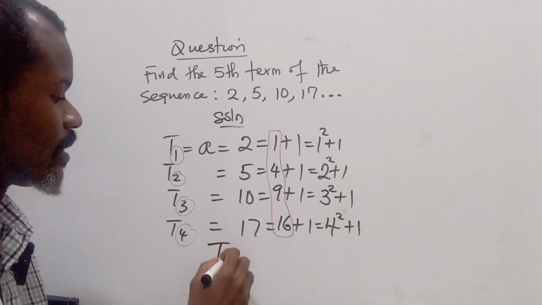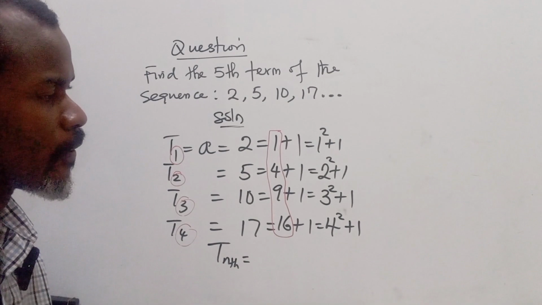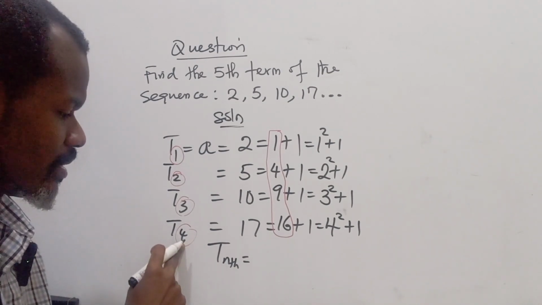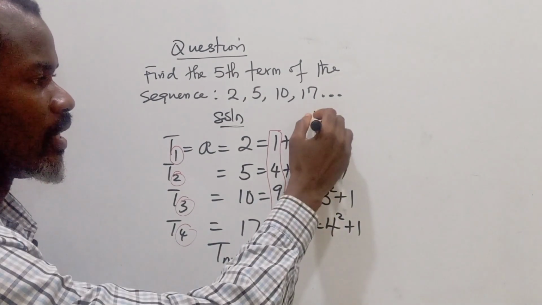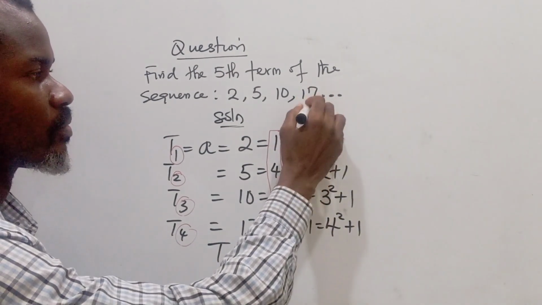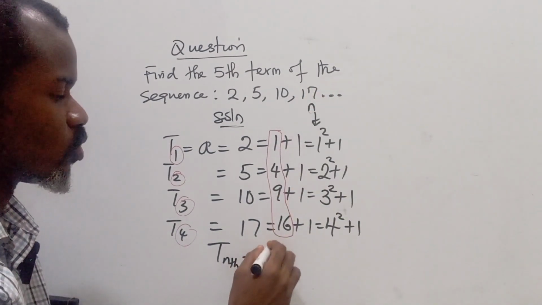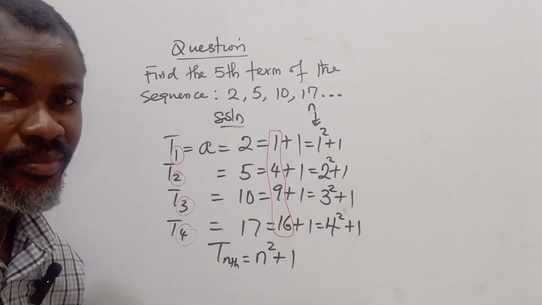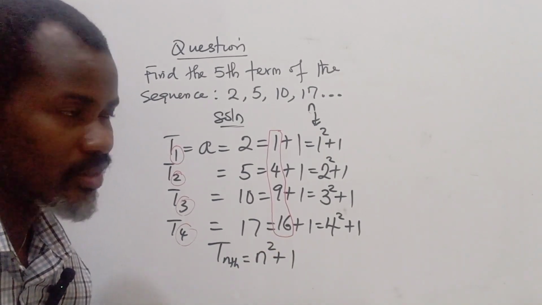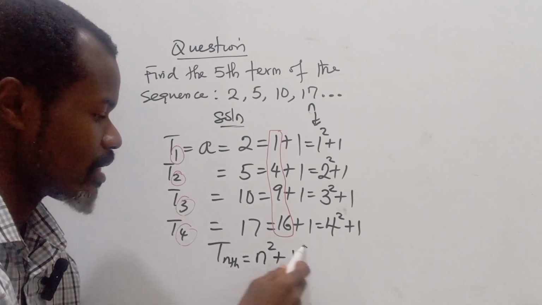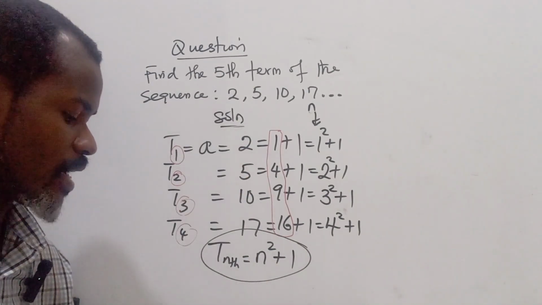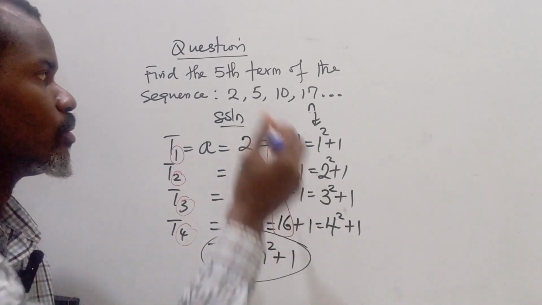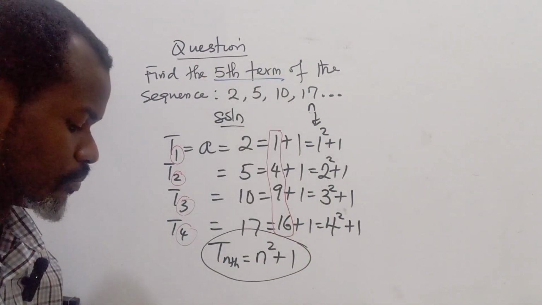So the nth term is equal to what? This stands as n, so this part is n. So it means n squared plus 1. That gives us the solution. Since I've developed this formula, we are now going to apply it in finding the fifth term, which we have been asked to find.